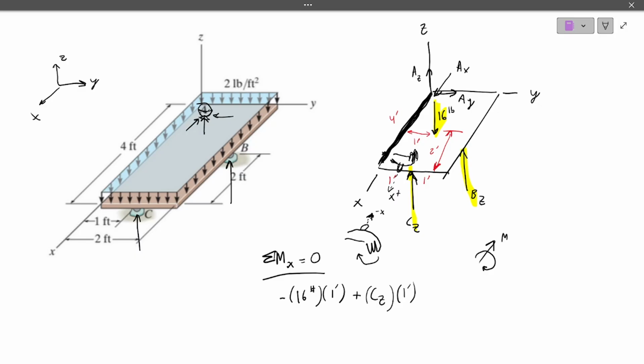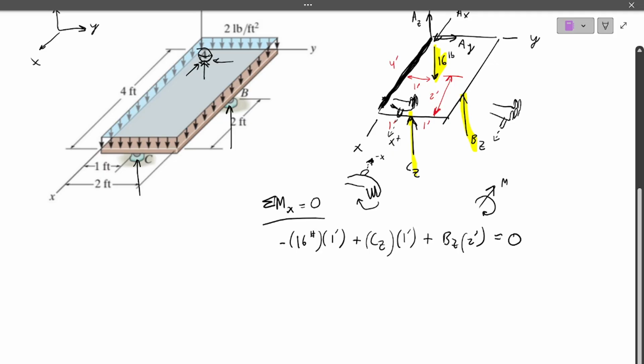And the last thing is BZ, and the distance from BZ to the x-axis is 2. So we'll do BZ times 2 feet. All of that equals 0. The direction of this will be starting from the x-axis this way, my fingers curling up again, and my thumb pointing out this way. So it's positive x-axis direction. Okay, we set up the moment at x equals 0.